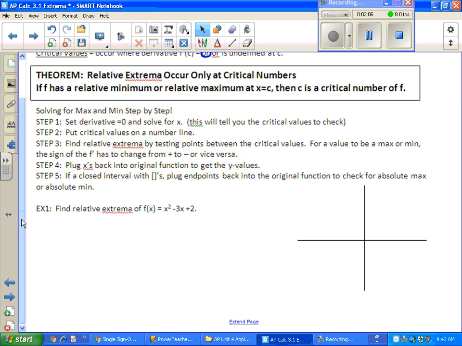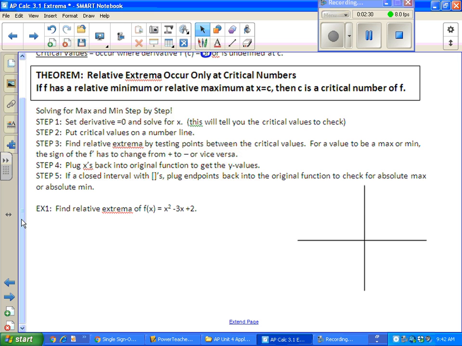Okay, it's important because as you're working the problems, when you get your critical values, let's just say a critical value is at 1. I might not know what that graph looks like. I may not know if 1 is a low point or a high point. But I'm going to check to see what's happening to the slope on the left of it and to the slope on the right of it. So I'm going to think about what it looks like on a number line.